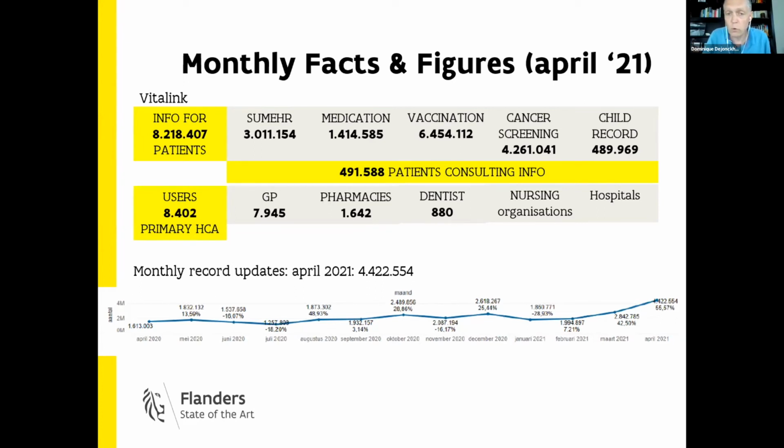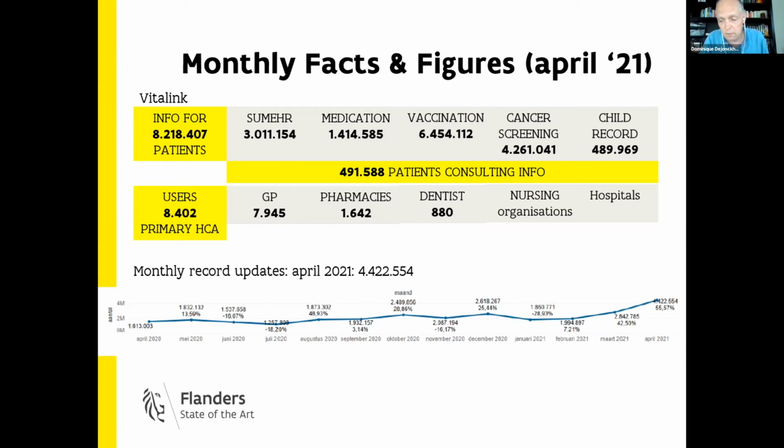The vaccinations, there are already 6.5 million vaccinations, citizens with vaccination data in our system. And you see the other results for cancer screening and the child records for children between 0 and 3 years old. We have a pretty good coverage of all GPs that are working with their electronic health records. The limit is around 10,000 GPs, I think, and we are on 8,400 users and 7,900 GPs. Also, pharmacies are on the system, dentists, nurses, hospitals, and things like that.